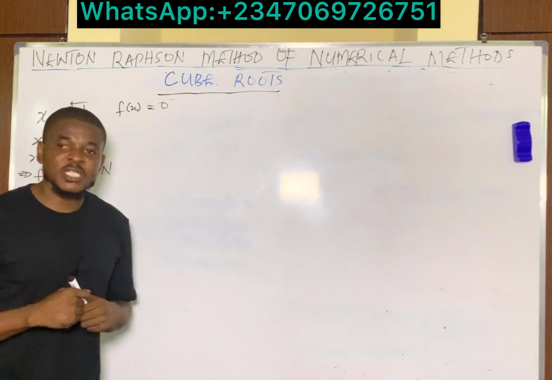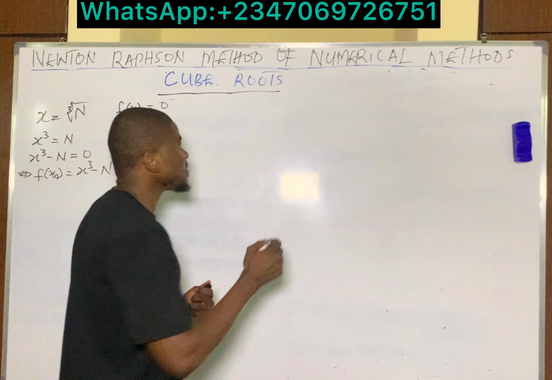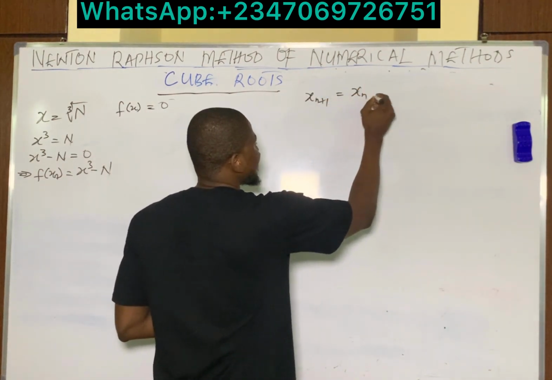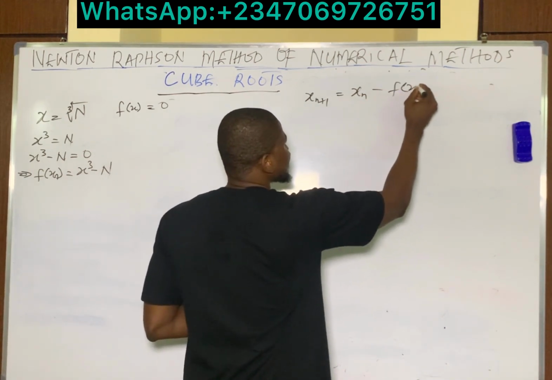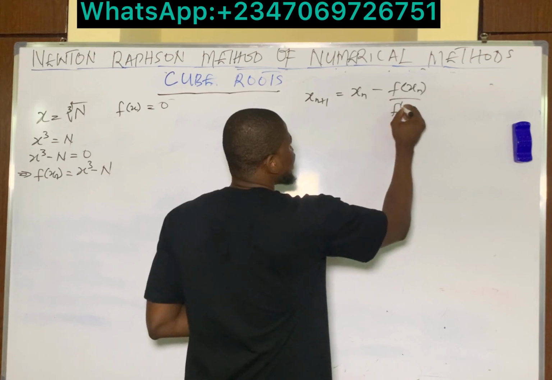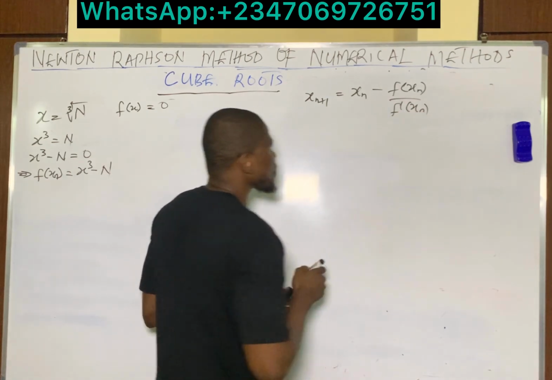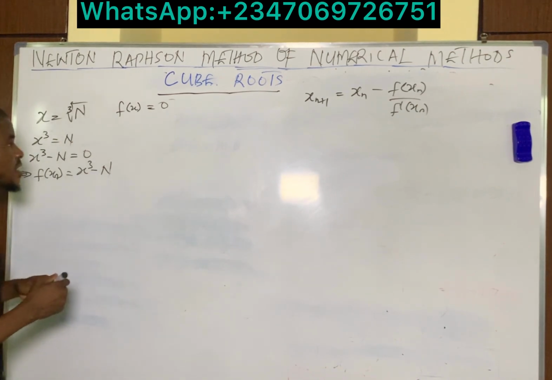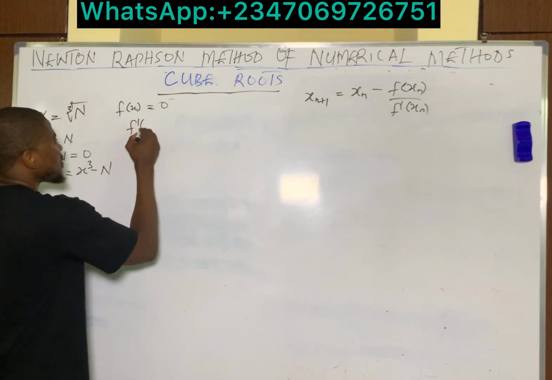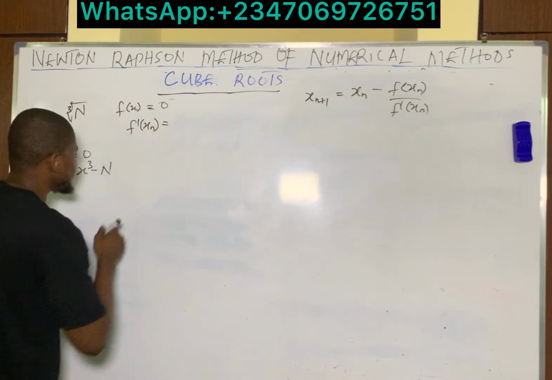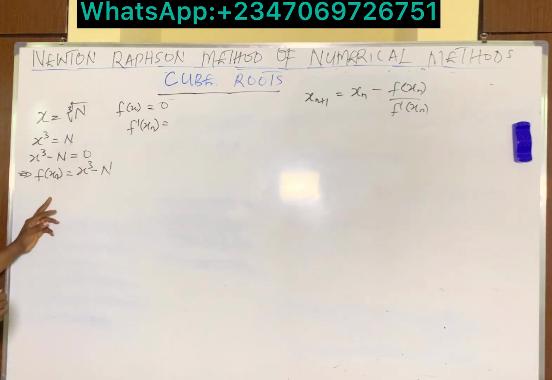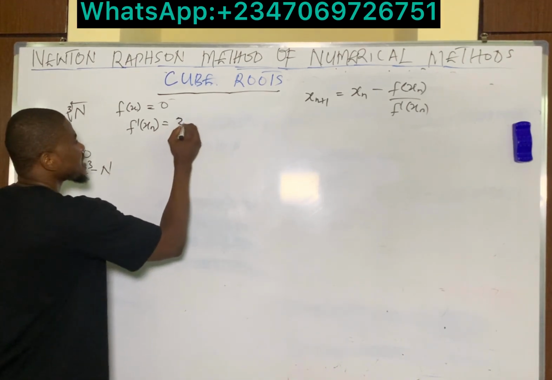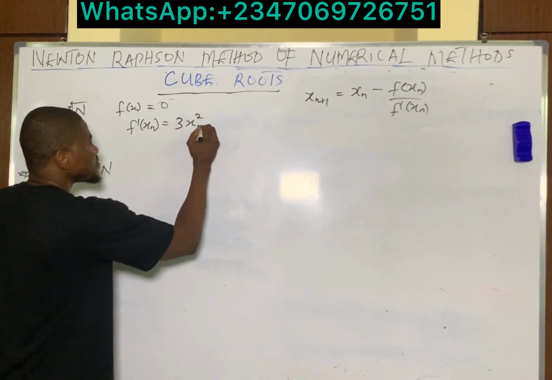Now you recall your Newton Raphson's formula. The formula simply states that xn plus 1 equals xn minus f of xn all over f prime of xn, where our f of xn, which is the function, is simply this. So which means we need to find f prime of xn. That is simply differentiating this given function. And if we do that, differentiate x cubed, you will simply have 3x squared. So this is now going to be 3xn.